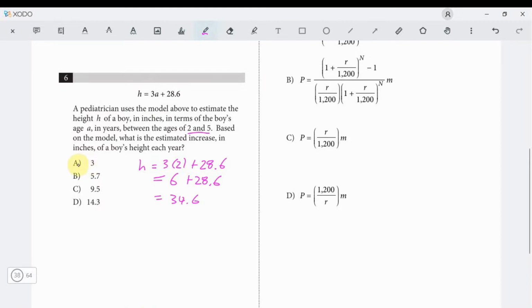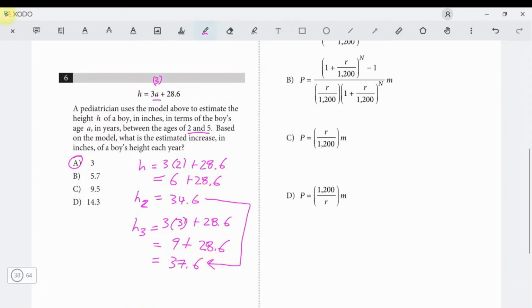It really, 3 is the answer, we know, but I just want you to see how we're going to get the answer. So what we're saying is at the age of 2, this would be his height. At the age of 3, it would be 3 times 3 plus 28.6. And 3 times 3 is 9. And 9 plus 28.6, that is 37.6. Notice the increase is just 3. The increase is just 3. And if you put in 4, you get 40.6.